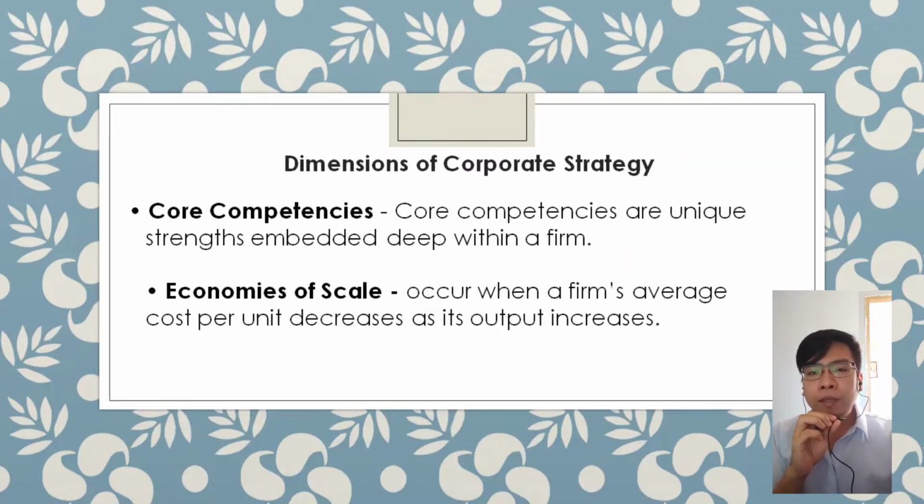Second is economies of scale. They occur when the firm's average cost per unit decreases as its output increases.